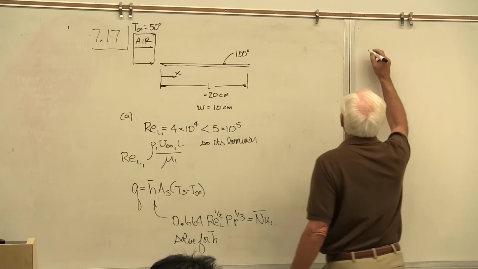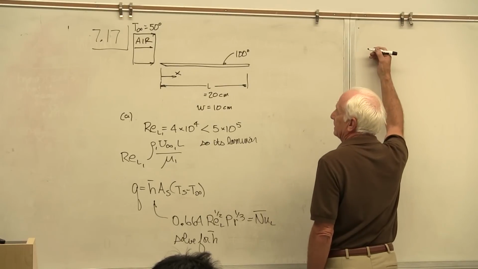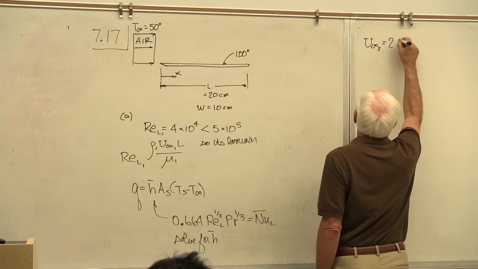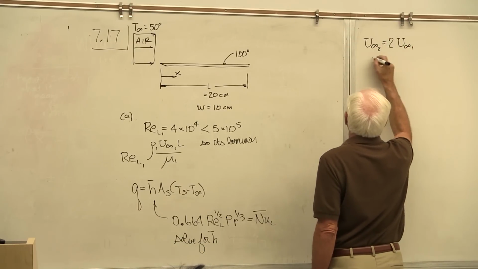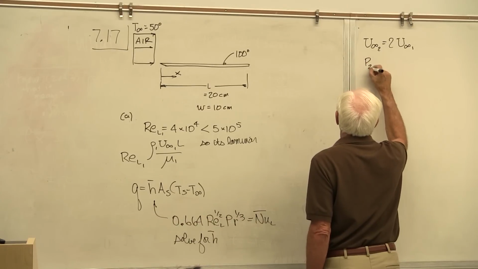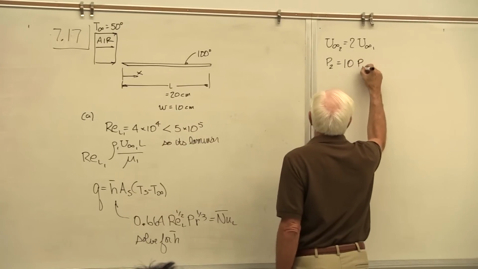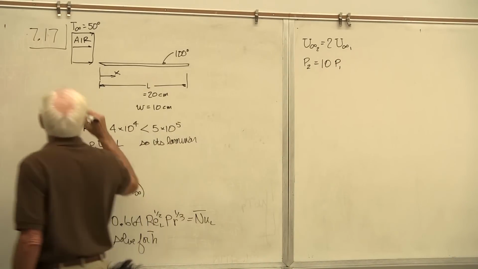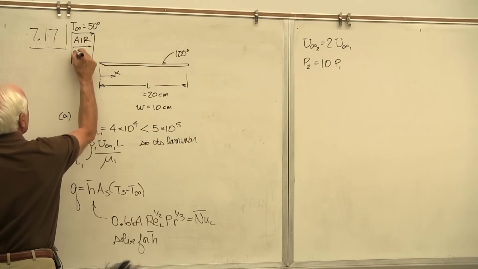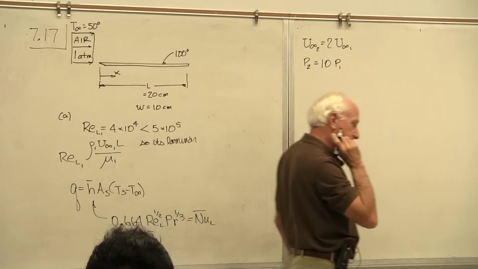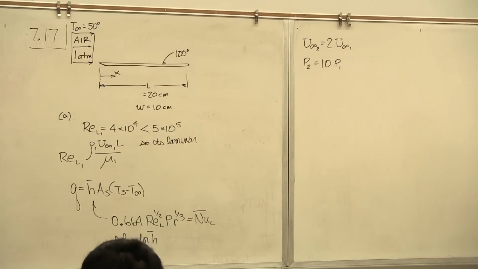Next, increase the free stream velocity by a factor of 2. Call it U infinity 2, 2 times U infinity 1. And increase the pressure to 10 atmospheres. I didn't put it on the board, but the pressure here was 1 atmosphere. The problem said the air is at 50 degrees C and 1 atmosphere. Okay, 101 kPa, 14.7 psia, whatever you want to do.